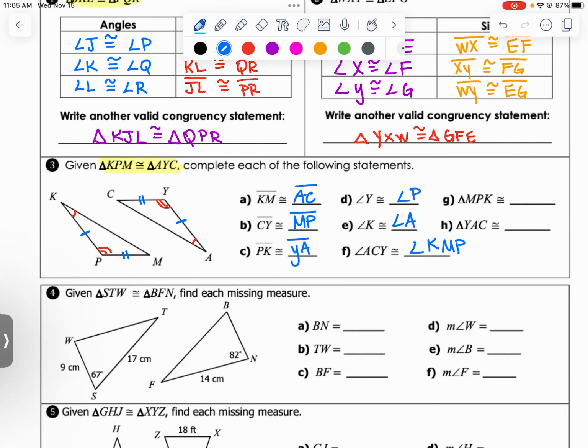KMP. Okay. Now we have some triangle congruency statements. So if I call the triangle MPK, then the other triangle would be called? YAC. Okay, that's what I was wanting. Got this.